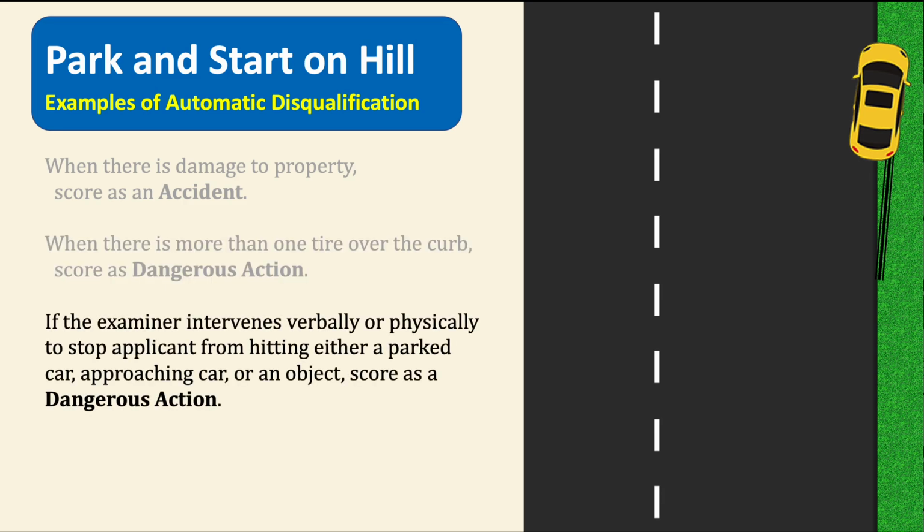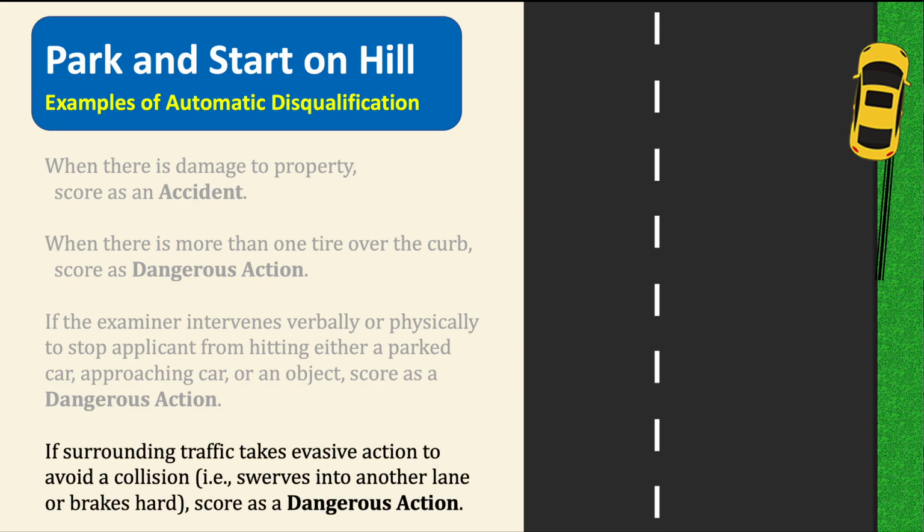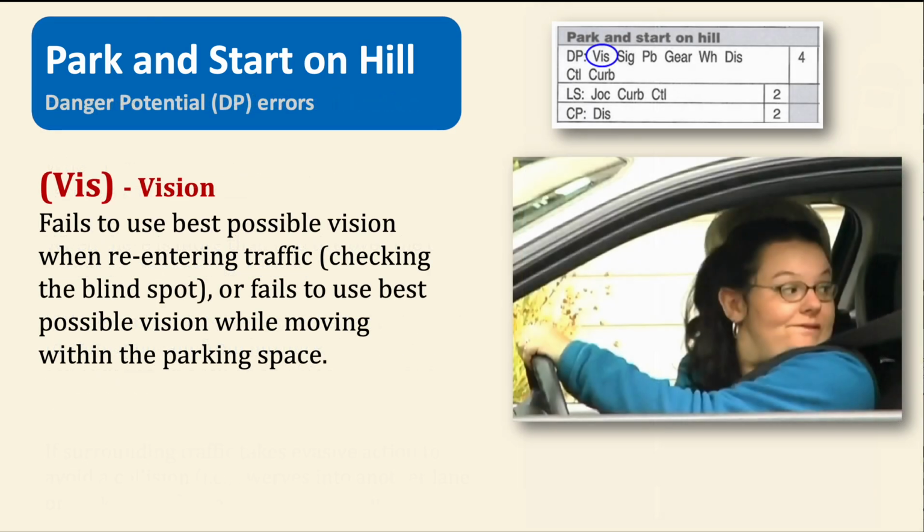Anytime you have to intervene, verbally or physically, to stop the applicant from hitting a parked car, approaching car, or an object, score it as a dangerous action. Anytime surrounding traffic has to take, read this carefully, evasive action to avoid a collision, swerving into another lane or braking hard, score this as a dangerous action. Remember not to take it out on the applicant in case you just have someone who's irritated that they're moving slowly or trying to park carefully. Sometimes people get agitated and drive more aggressively to make it look like they're taking evasive action, but they're really not. Hopefully you'll be able to distinguish the difference.